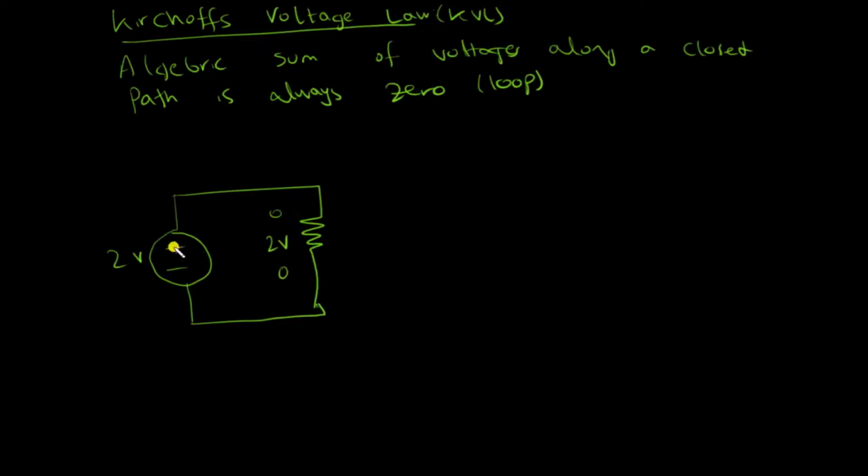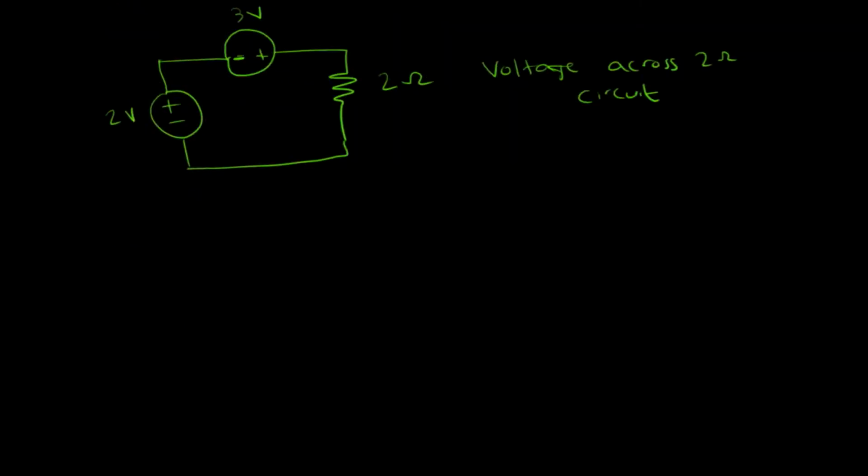I'll just show an example. If this is a circuit and there's a battery connected of 2 volts, because this is clearly a closed path or a loop, the voltage across this element would also be 2 volts, the same as this. Now in another, a little more complex example, I'll show how the algebraic sum works.